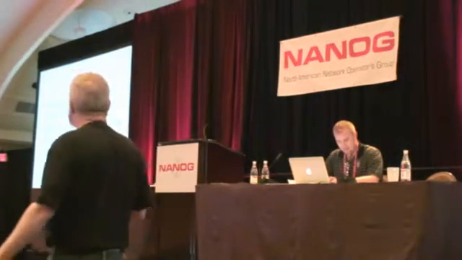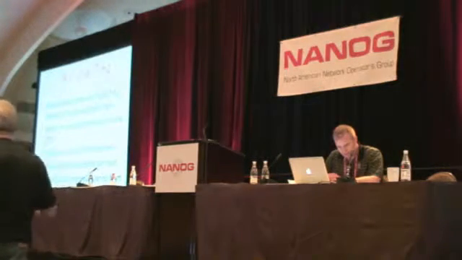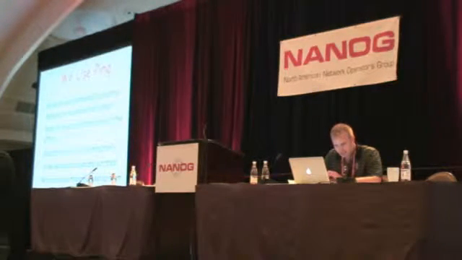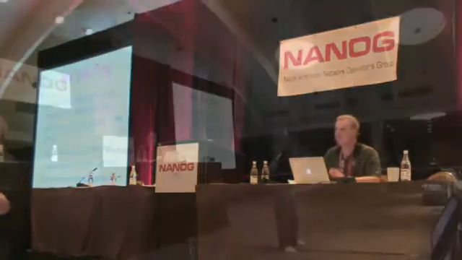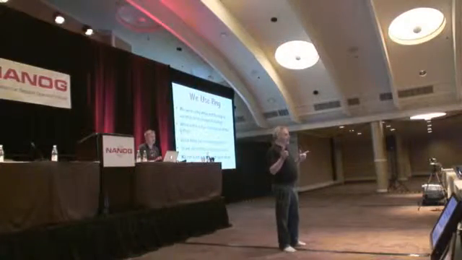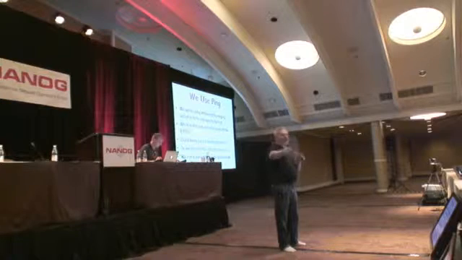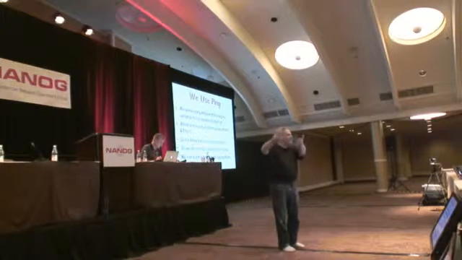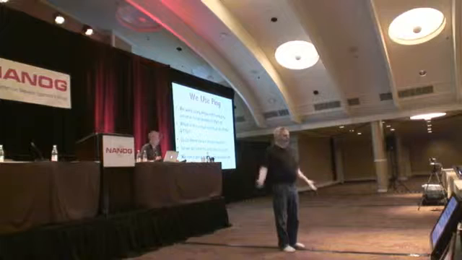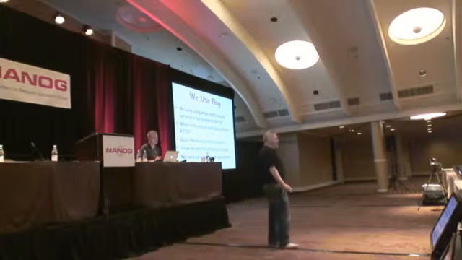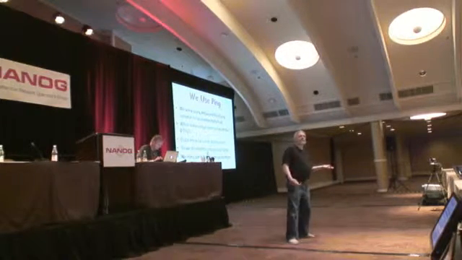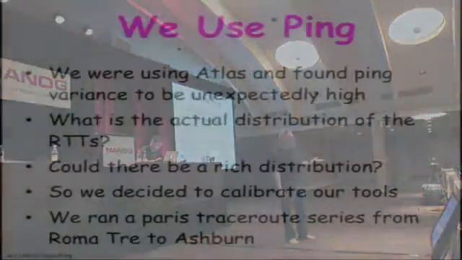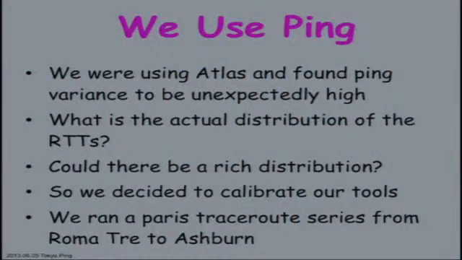So, we were using the Atlas probe system to do some experiments, and we found a very high variance in ping times. In other words, we'd ping something, and it'd be 100 milliseconds, but the variance in that 100 milliseconds would be unexpectedly high. So we started to wonder, what's the actual distribution? Could there be a rich distribution? In other words, lots of variance in the ping times and not flat.